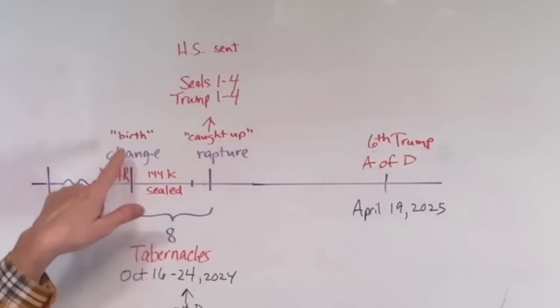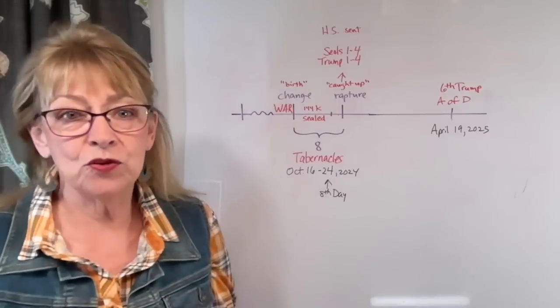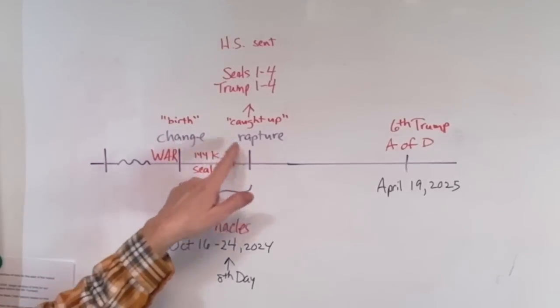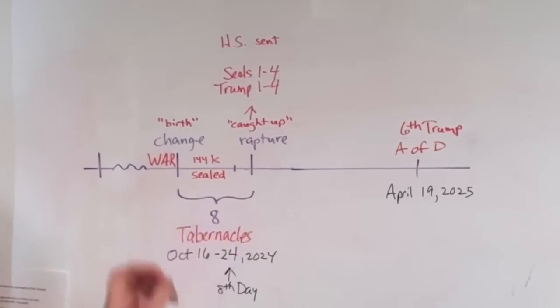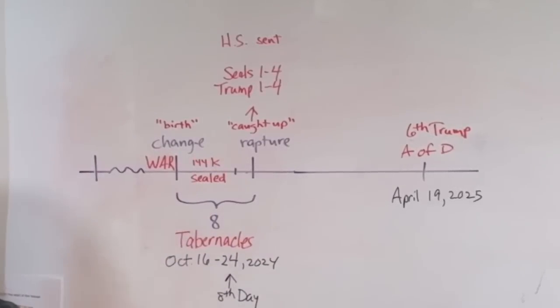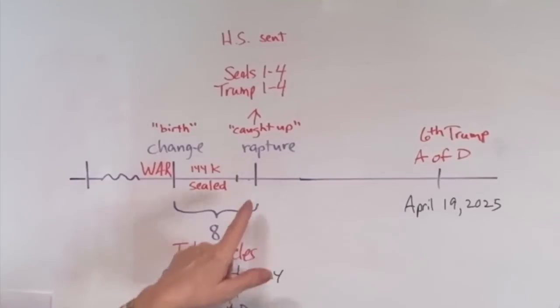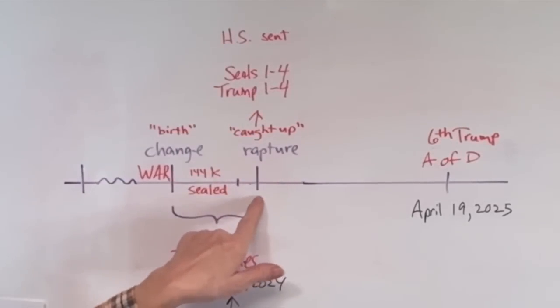Okay, so we'll be changed. That's the birth of the male child. And every male child has 8 days before it's presented to God. Okay, that's the rule in the Old Testament. So we're going to have this 8-day period of time during which actually the dragon is going to try to devour the child. It's going to try to devour it, but that is not going to happen. On the 8th day, the child will be presented to God. The male child will be caught up.